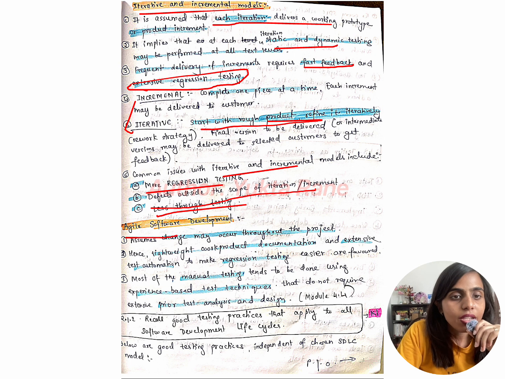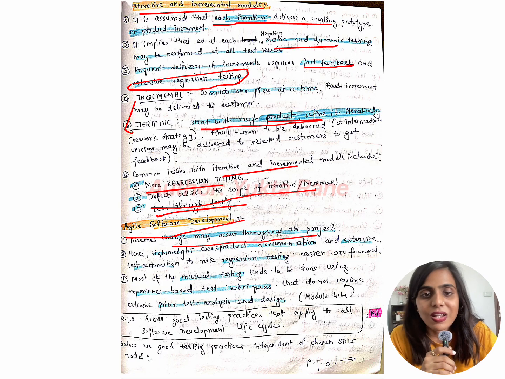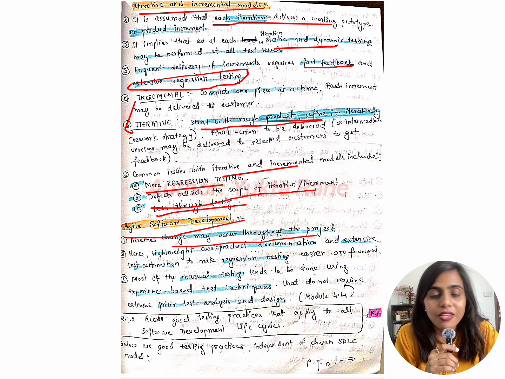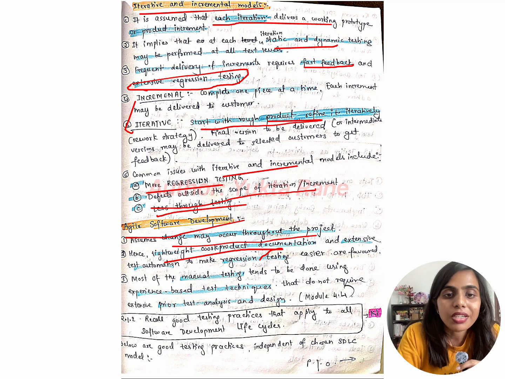So agile software development assumes that change may occur throughout the project, okay. And agile, the name itself suggests, is designed for handling dynamic changes or requirements of customers. Hence, lightweight work product documentation and extensive test automation are focused on. This is nothing but an iterative model, okay.